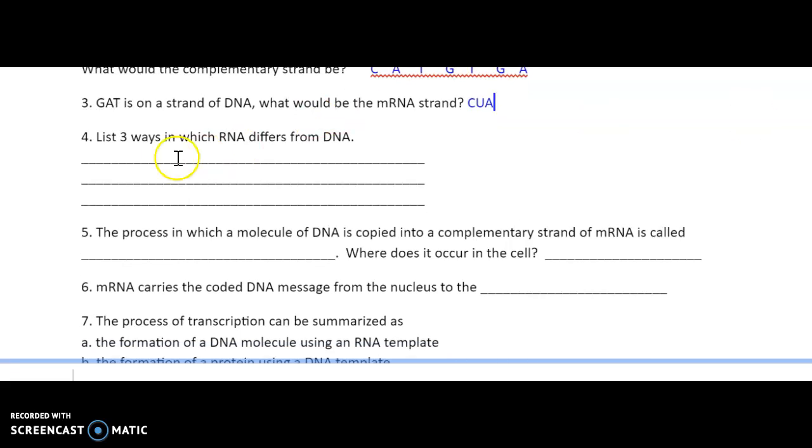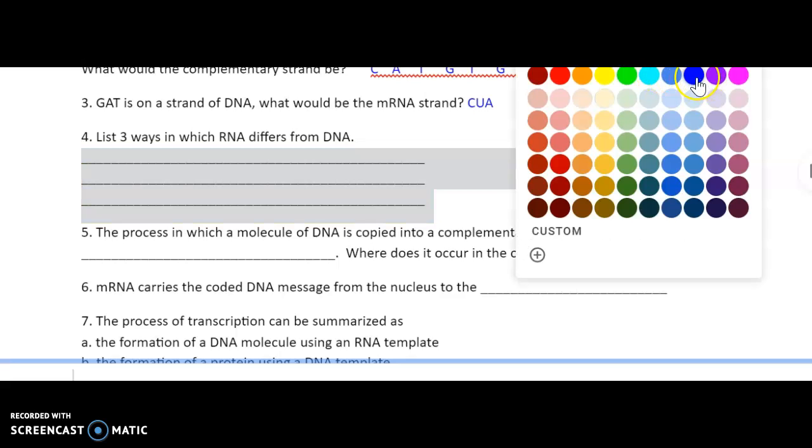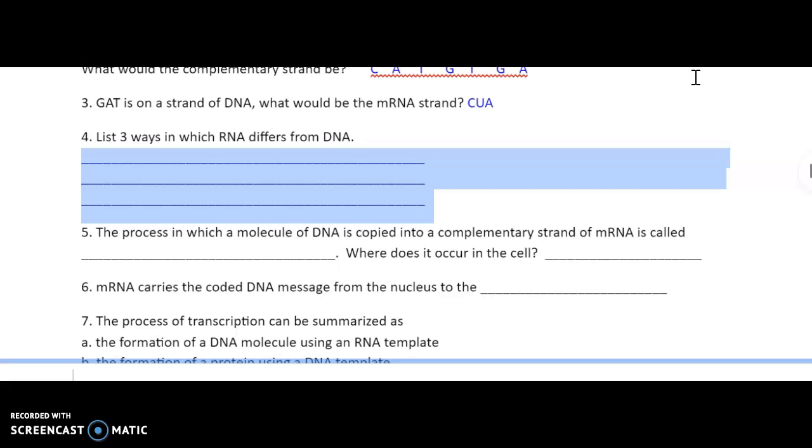Number 4 says list 3 ways in which DNA differs from RNA, or RNA differs from DNA. So careful, this question will most likely be on your test. Pay close attention to it. It says, how do they differ? It may give you 3 facts about it, but if one of them's not different, then that's not the correct answer. So this is how RNA differs from DNA.